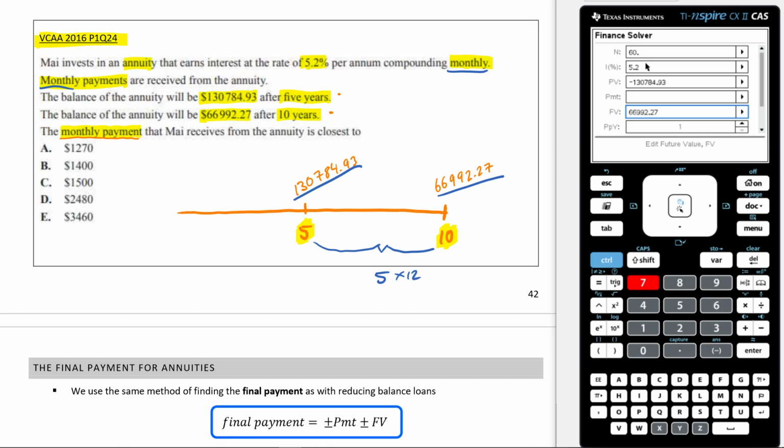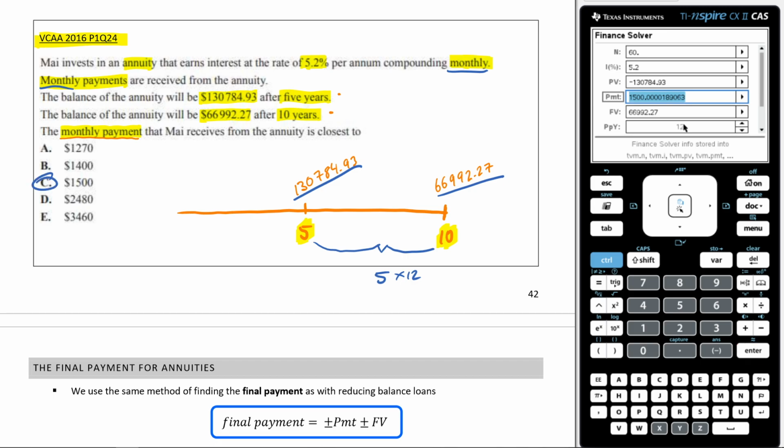Now, I know this seems somewhat contradictory because I just said it has to be in your pocket in order to be positive. So technically, this money isn't in your pocket, but nevertheless it is positive. It is a bit of a contradiction, but that's what it's going to be because it's the amount of money in the annuity that's still mine. You just have to memorize it at the end of the day. 66,992.27. My PPY and CPY are monthly, so 12, 12, tab, tab, tab, tab, tab, tab. Hit enter. It's going to be $1,500, which is C.